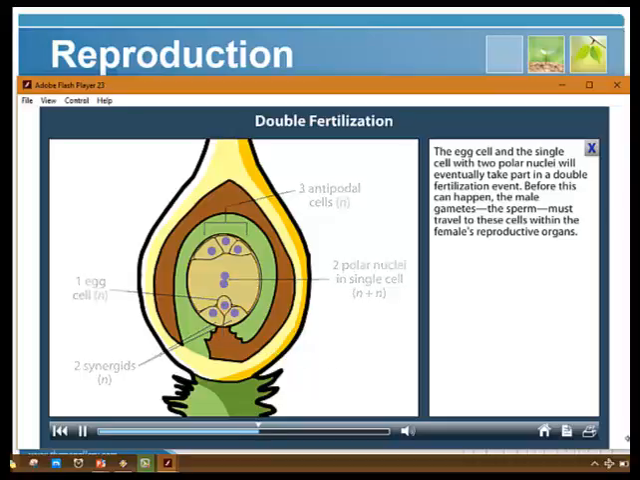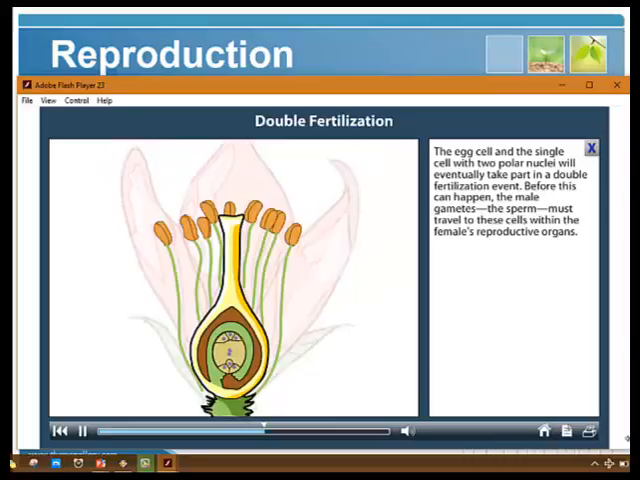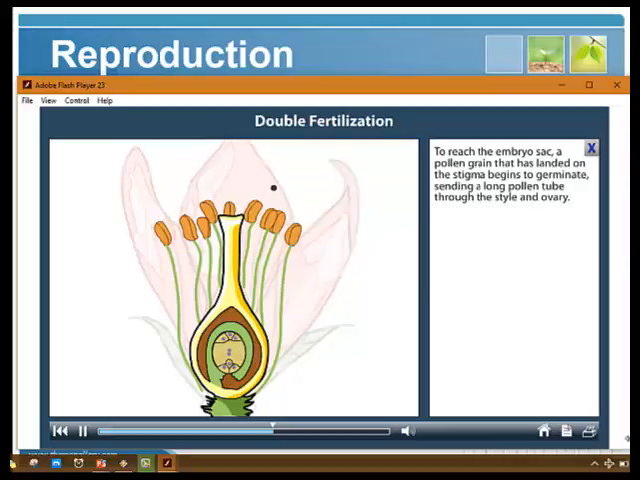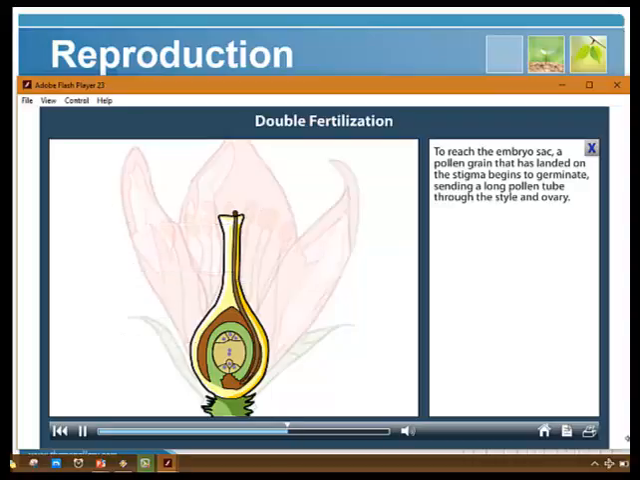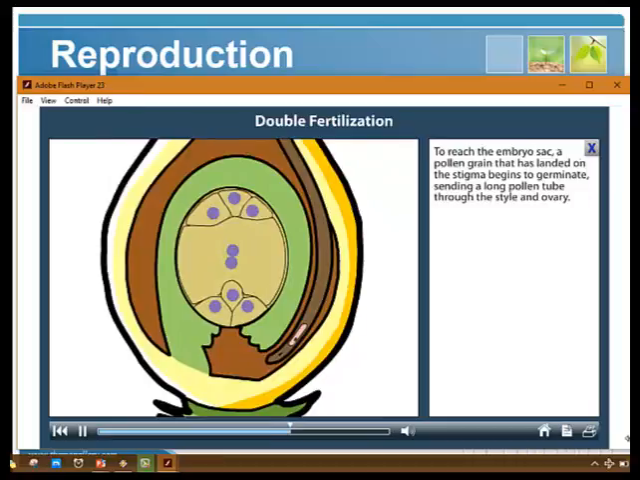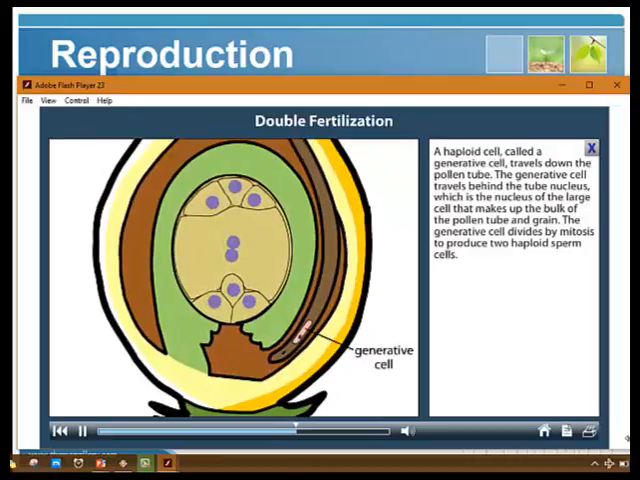Before this can happen, the male gametes, the sperm, must travel to these cells within the female's reproductive organs. To reach the embryo sac, a pollen grain that has landed on the stigma begins to germinate, sending a long pollen tube through the style and ovary. A haploid cell, called a generative cell, travels down the pollen tube behind the tube nucleus, which is the nucleus of the large cell that makes up the bulk of the pollen tube and grain. The generative cell divides by mitosis to produce two haploid sperm cells.